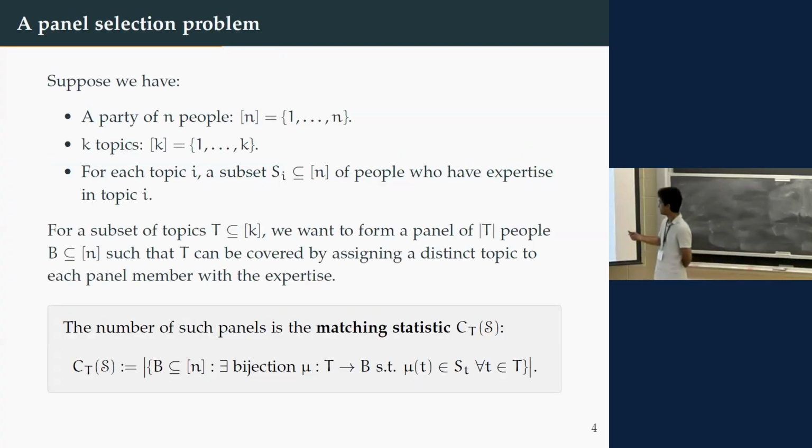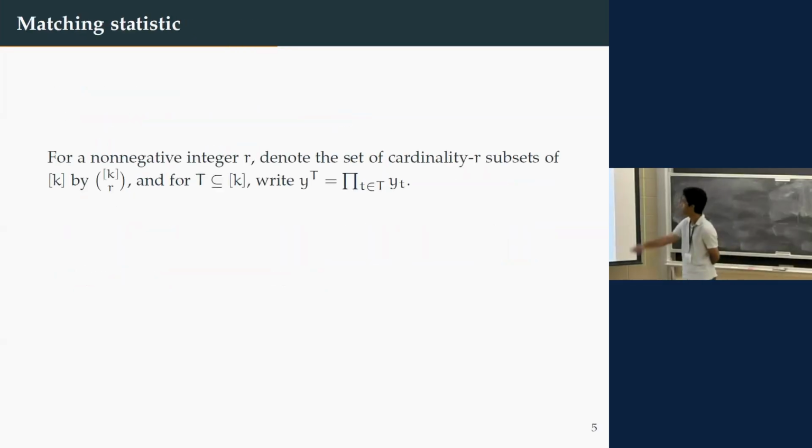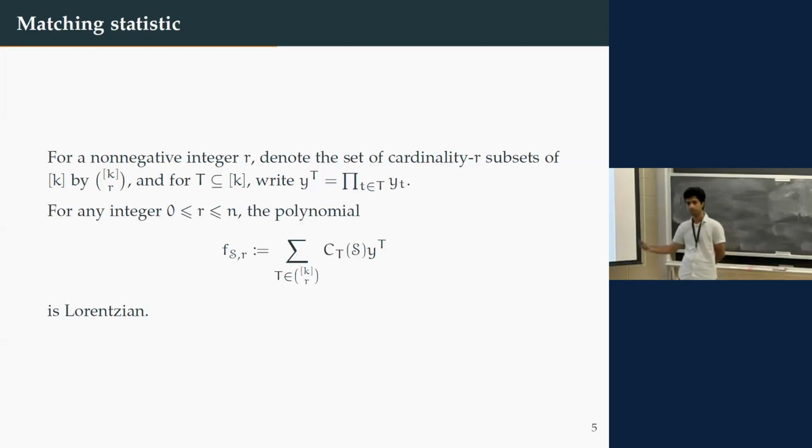Okay. Now, let's say we fix a natural number R less than n, and we try to vary all the subsets T that have that size, right? And let's say we record these numbers, these matching statistics for the subset. Then turns out that these numbers exhibit a very nice property. I'll show it to you. So let's fix these notations. Turns out that if we write those matching statistics in this certain way, then these polynomials happen to be Lorentzian.